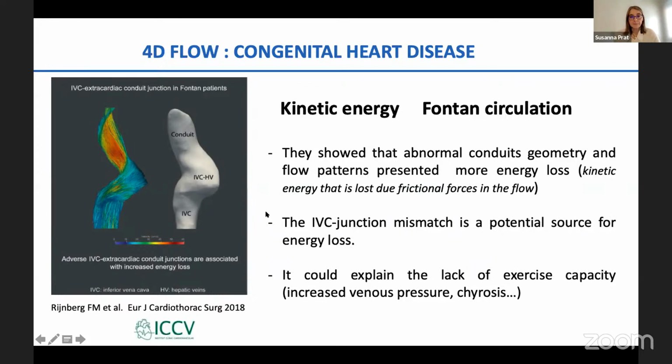And this mismatch, this energy loss, could explain the lack of exercise capacity that these patients usually have, and as well the increase of venous pressure, cirrhosis. And this is a line that I think can help with flow dynamics studies to understand this complex physiopathology.